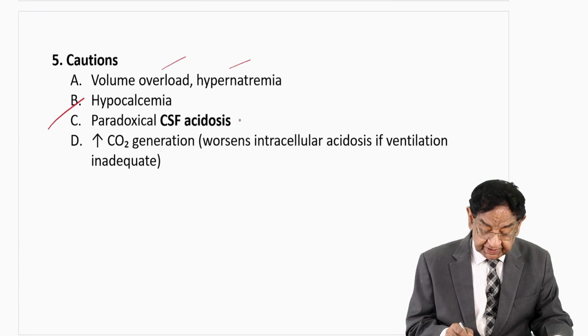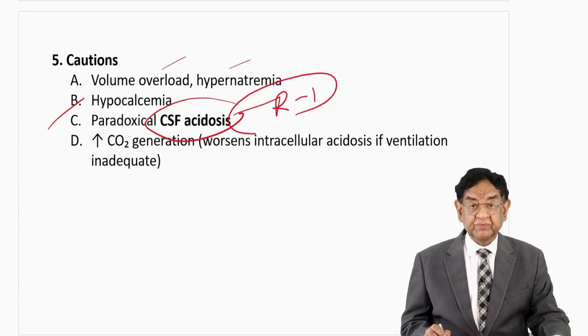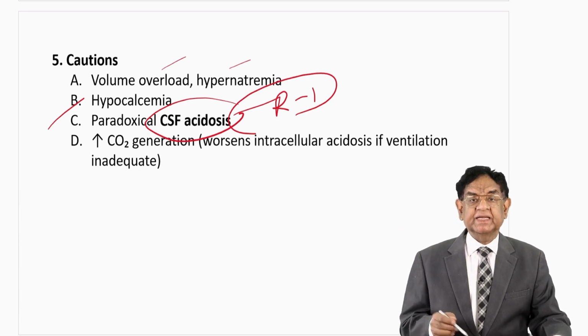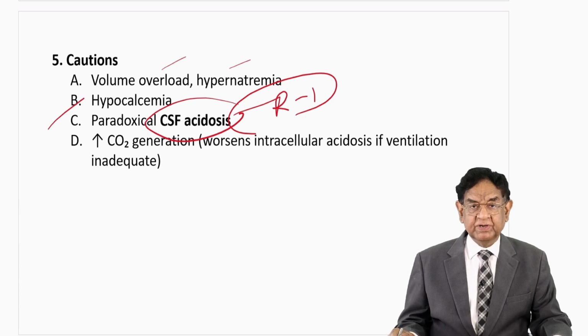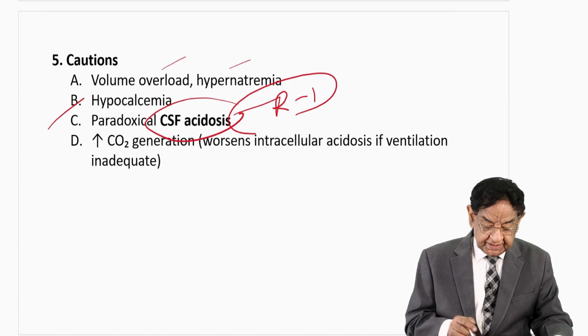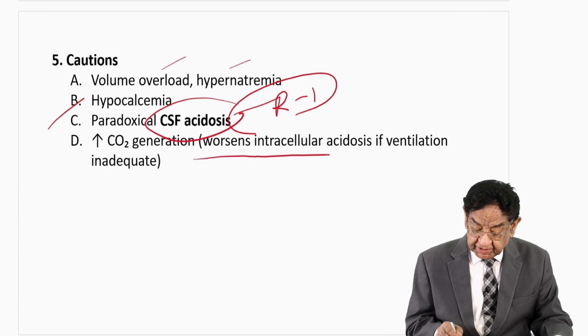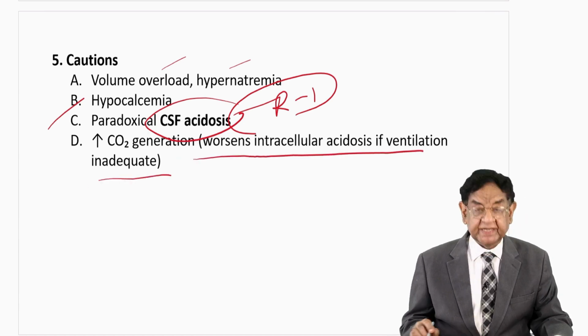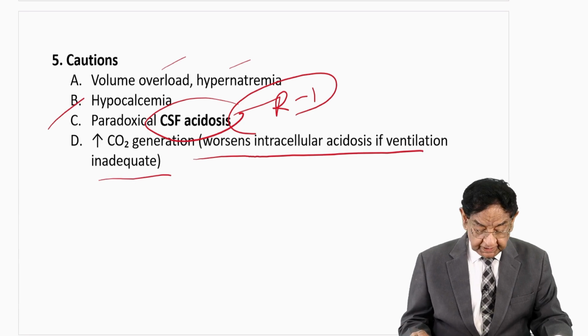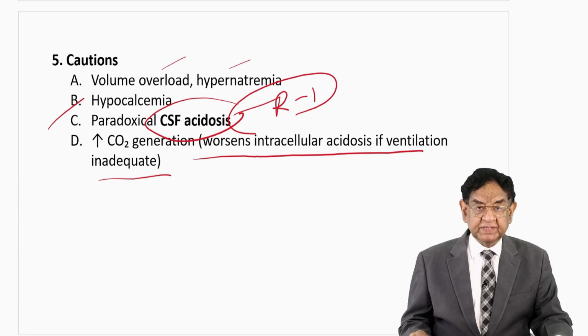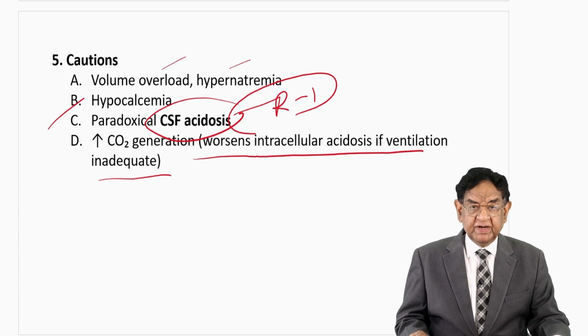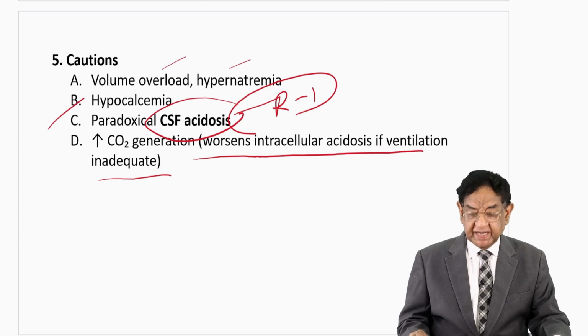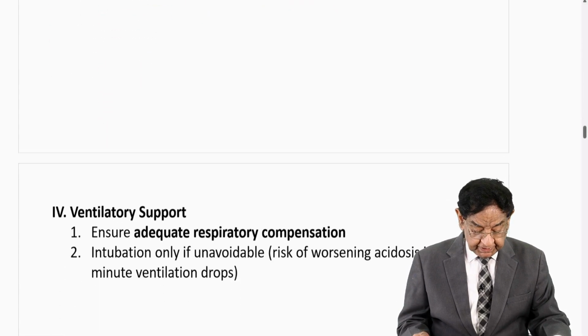Paradoxical CSF acidosis. This is the rank number 1 most asked question. Very, very important question. There is a mechanism, which I have explained in my other lecture on acid-base disturbance. Increased CO2 generation worsens intracellular acidosis if ventilation is inadequate. So there are certain precautions that you have to take when you are giving IV soda bicarb.